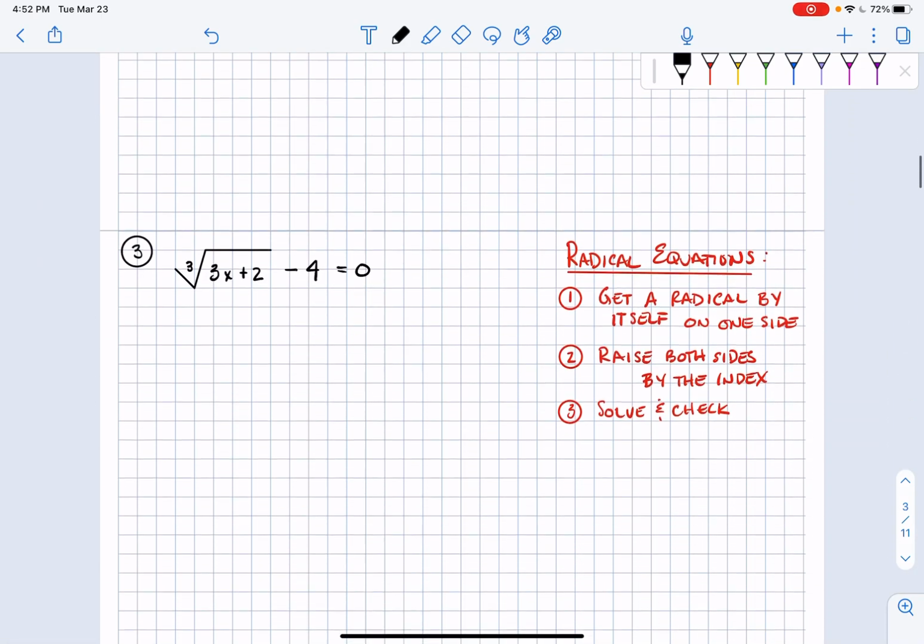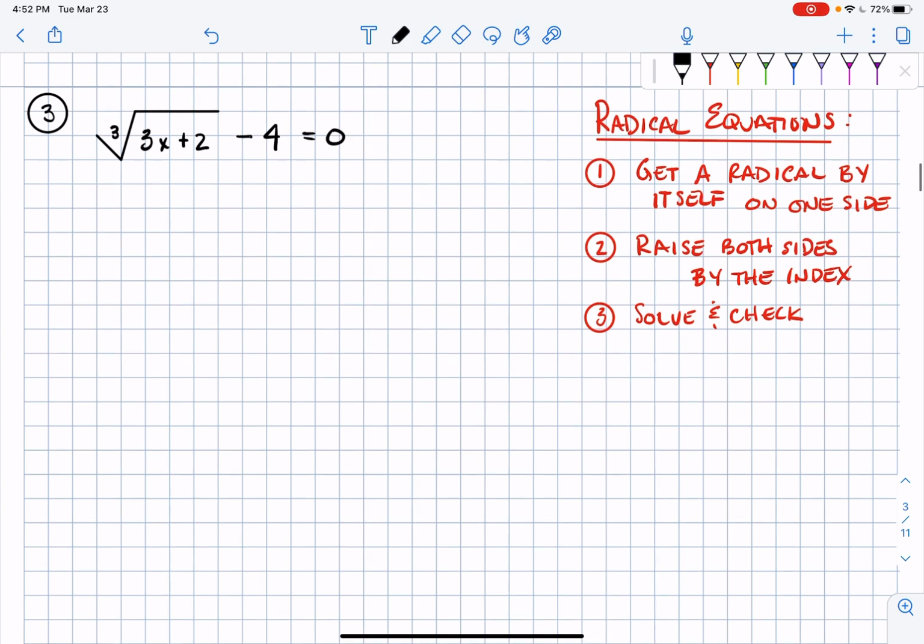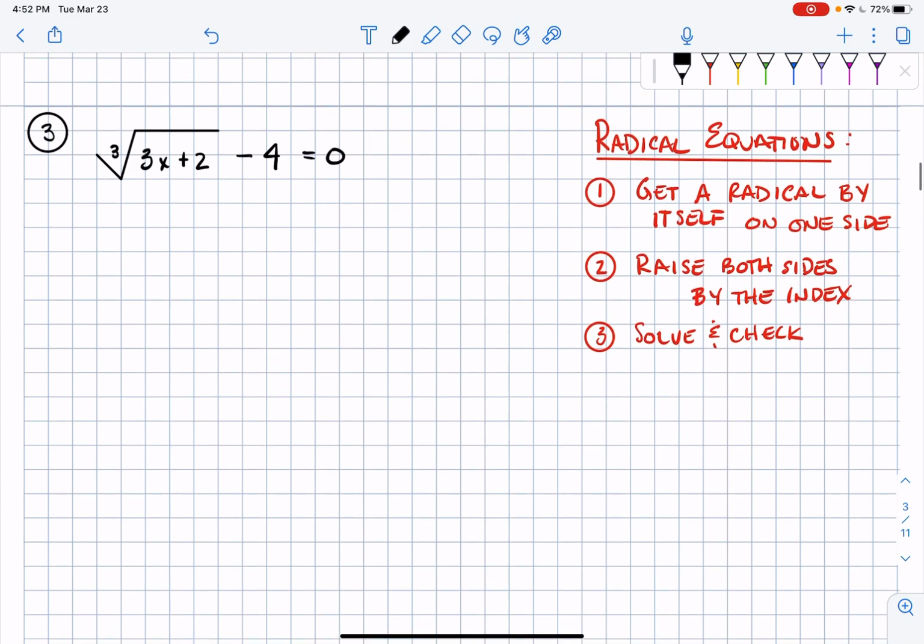On to number 3. Number 3 is still a radical equation, except this is a cube root. So again, I want to get that radical by itself. I've got to add the 4 over to the other side.